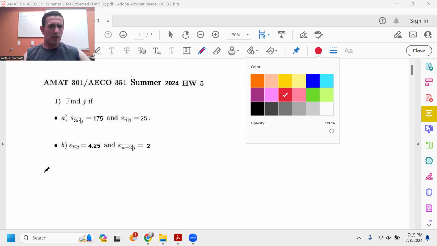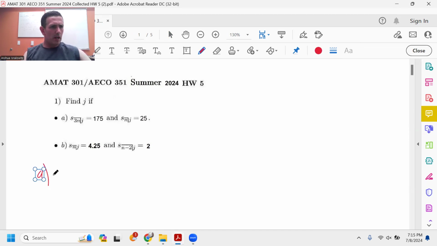So just use the formula. So we have 175 is S3N J, and if you forget the formula, you can always just draw a time diagram and basically rederive this if you need it.